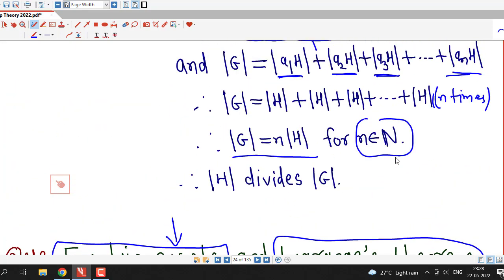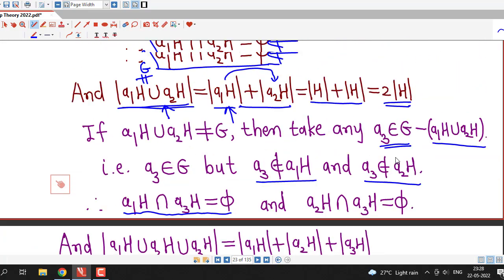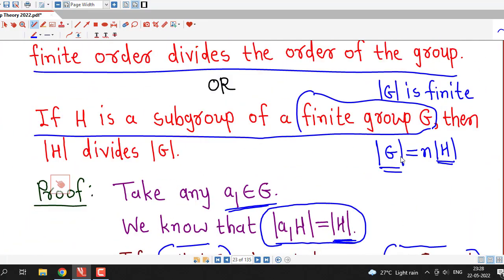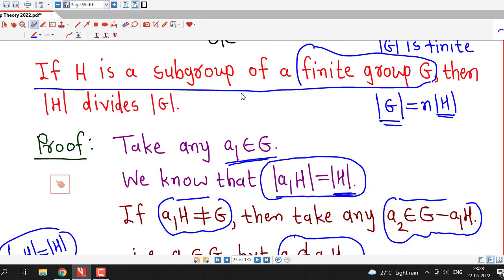So sometimes they ask this type of theoretical questions also. That is the reason why I have proved this Lagrange's theorem, which says that if H is a subgroup of a finite group G, then the order of H divides the order of G. So remember this statement and proof as well.